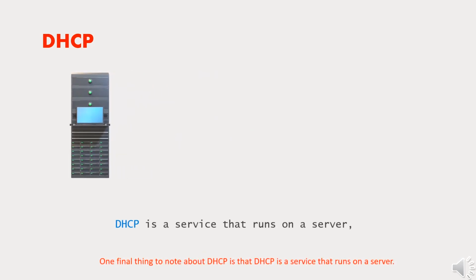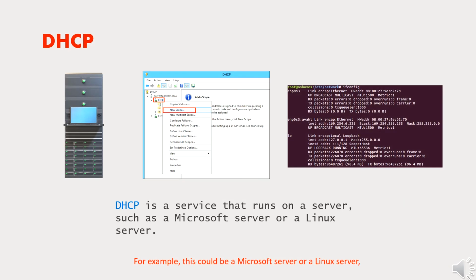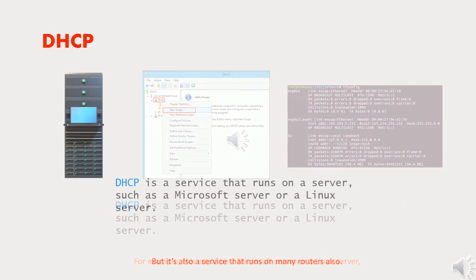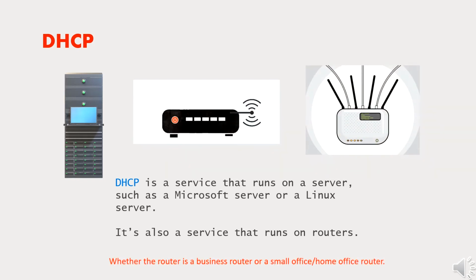One final thing to note about DHCP is that DHCP is a service that runs on a server. For example, this could be a Microsoft server or a Linux server. But it's also a service that runs on many routers. Whether the router is a business router or a small office or home office router, these routers will have a DHCP service built into them.